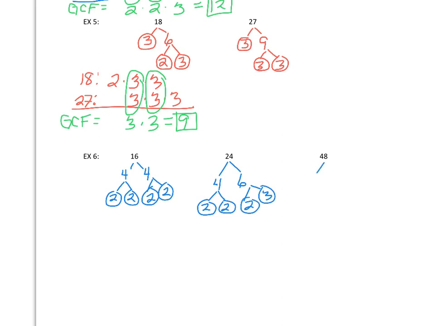And 48, again, we have lots of choices. 4 and 12, 2 and 24. I'm going to go with 6 times 8. 6 breaks down into 2 and 3, both of which are prime. 8, your only choice is 2 and 4. 2 is prime, and 4 breaks down into 2 and 2. So then we're going to stretch them out. So 16 has 4 2s.